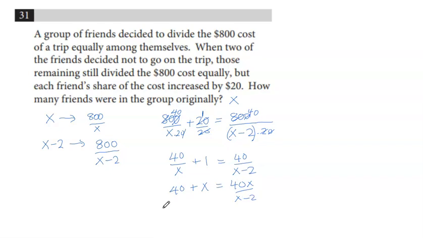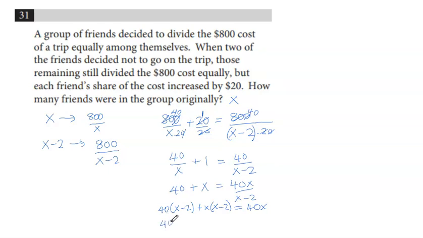So on the left, we'll have 40 in brackets x minus 2 plus, and this same term is multiplying the x. So it's going to be x in bracket x minus 2. And then on the right hand side, we'll have what? 40x, right? Okay, so let's continue over here.